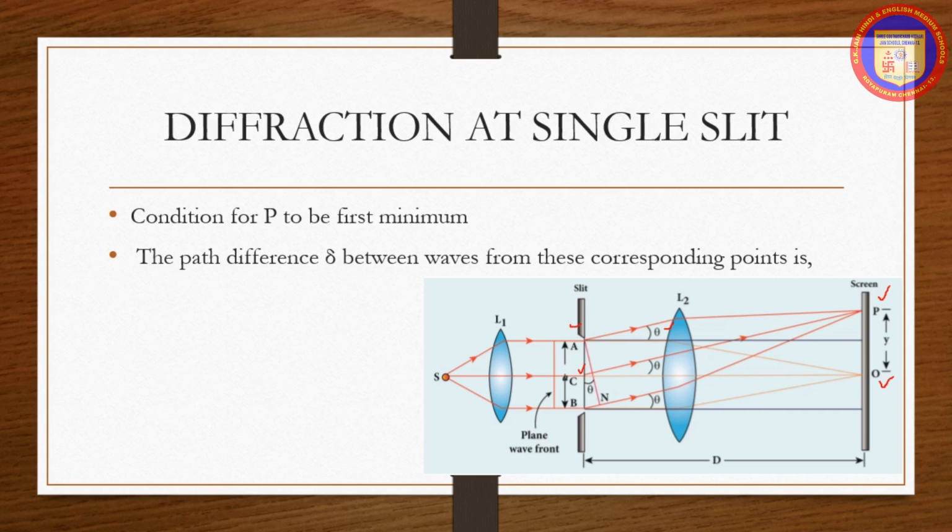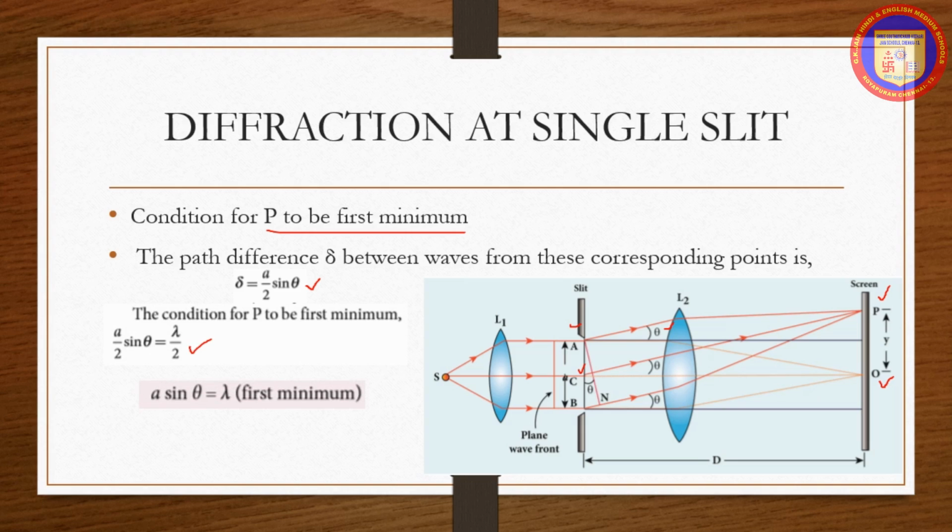So now we'll divide the slit into equal parts. Condition for P to be the first minimum: consider the slit AB as two halves, AC and CB. Now the width of AC is a by 2. The path difference of light waves from the corresponding points meeting at point P and interfering destructively to make it the first minimum is delta equal to a by 2 sin theta. The condition for P to be the first minimum is a by 2 sin theta equal to lambda by 2. The denominator 2 gets cancelled, so we get a sin theta equal to lambda, that is the first minimum.